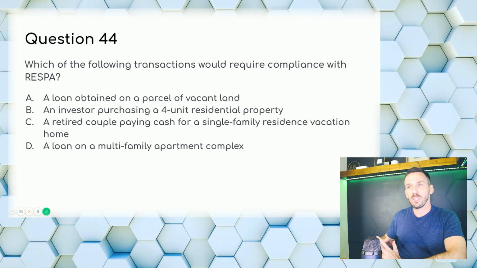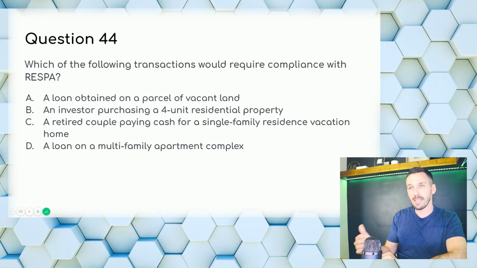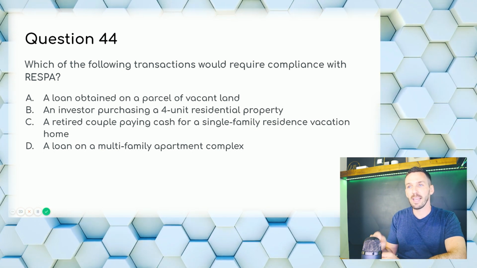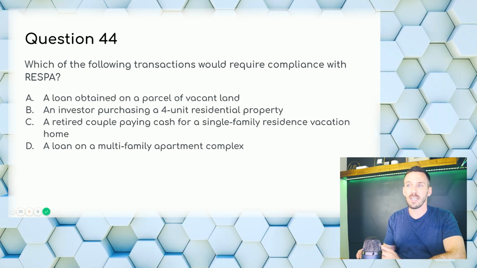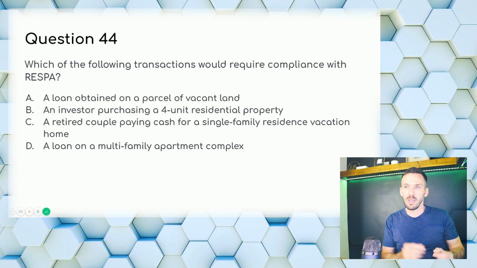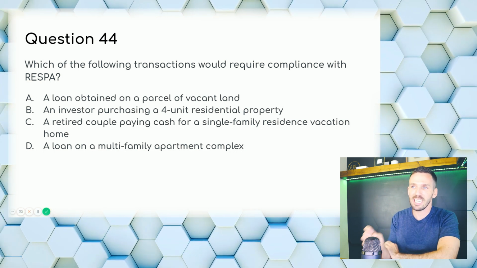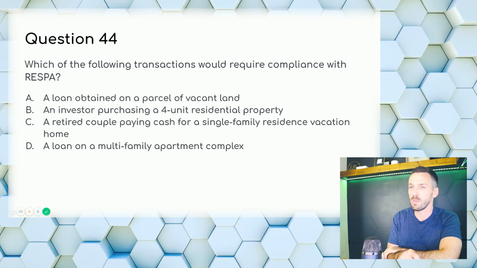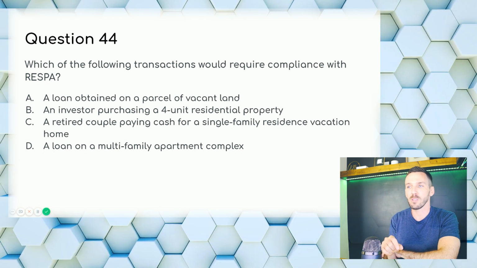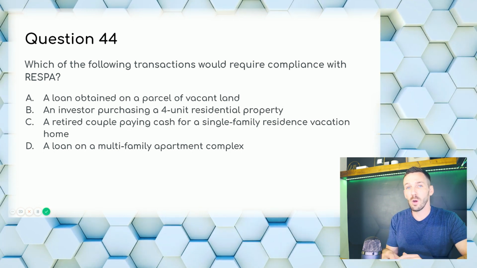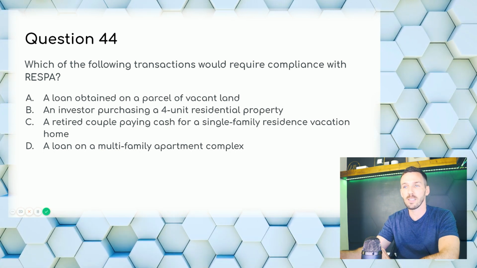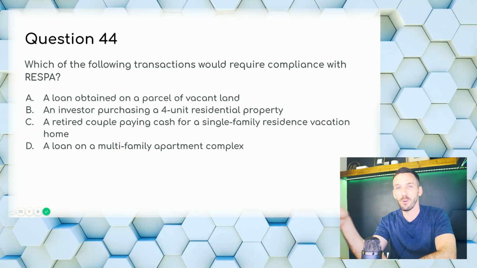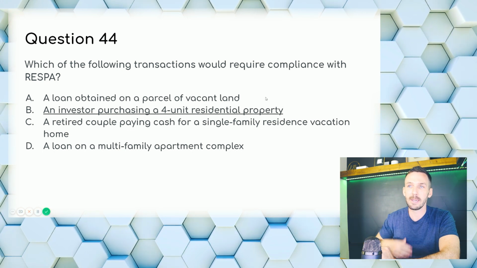Question 44. Which of the following transactions would require compliance with RESPA? A, a loan obtained on a parcel of vacant land. B, an investor purchasing a 4-unit residential property. C, a retired couple paying cash for a single-family residence vacation home. Or D, a loan on a multifamily apartment complex. So you don't need it on land, vacation, or complexes larger than 4 units. Answer here is B. Even if it were a duplex, this would still fit.